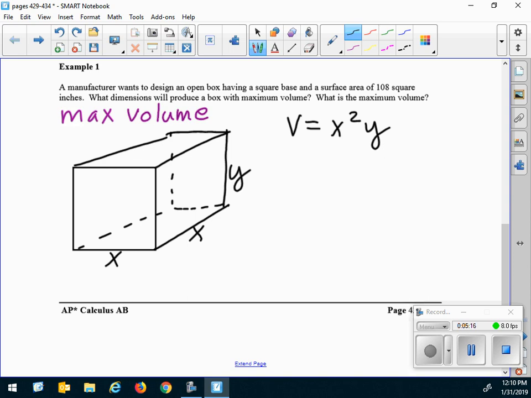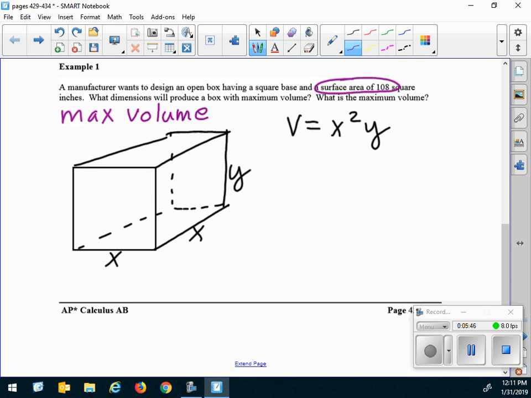Why, you may ask? Because we cannot take a derivative, which is how you maximize or minimize, with two different variables. We can't do it that way. So what we got to do is boil that primary function down to one variable. Oh, but look what else we know. We know the surface area is 108 square inches.